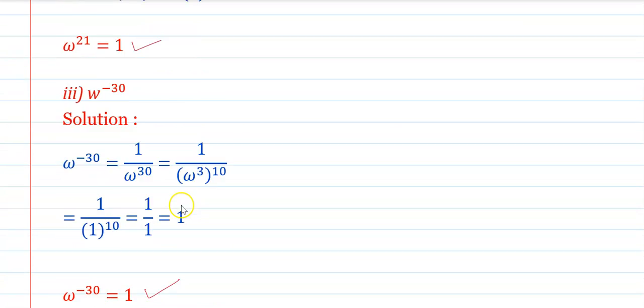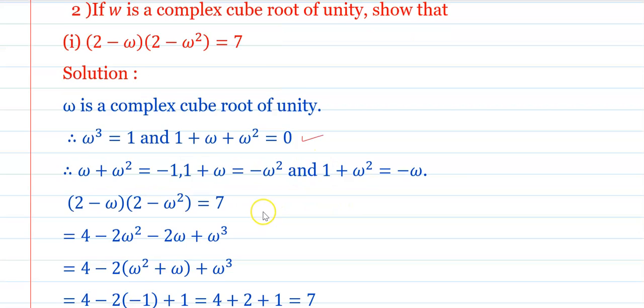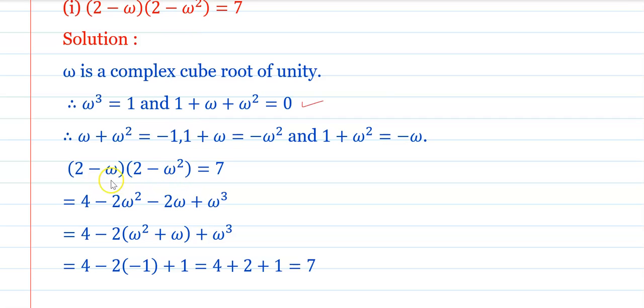Easy question. Okay, now the second question: if omega is a complex cube root of unity, then show that (2 minus omega) into (2 minus omega square) equals 7. पुन्हा इथे omega is a complex cube root of unity. The value of omega cube is 1 and ही important value 1 plus omega plus omega square equals 0. आणि हे त्याचे डिफरंट फॉर्म्स आहेत वरच्याचे. ओके, आता यामध्ये काय करणार, first of all we will take the product of these two brackets.